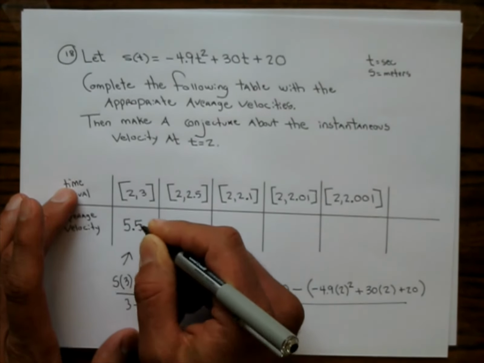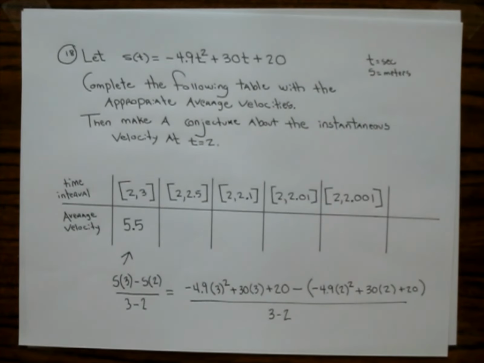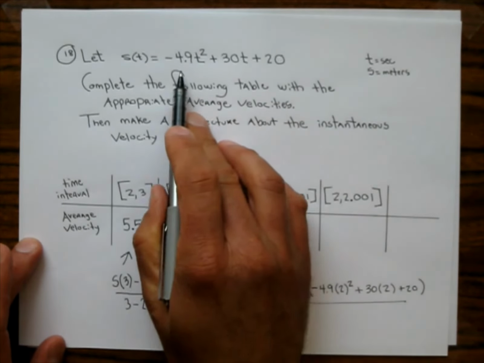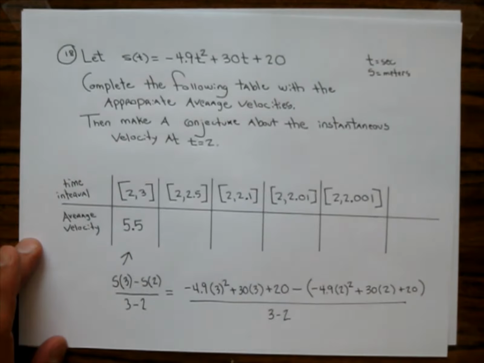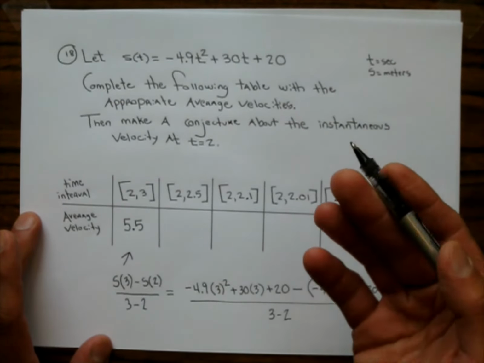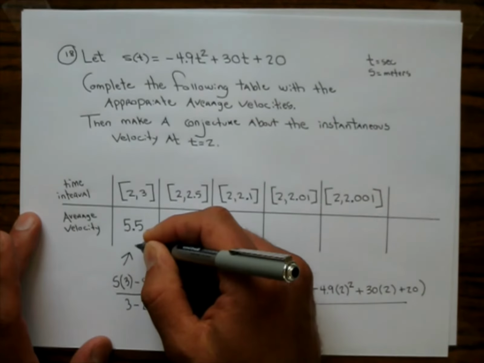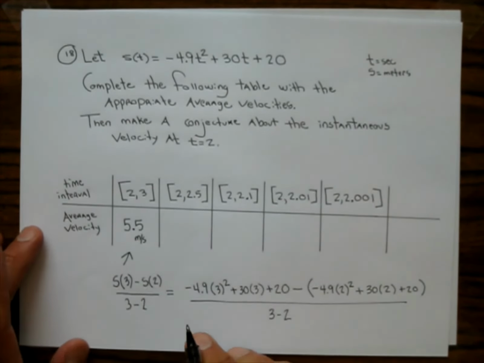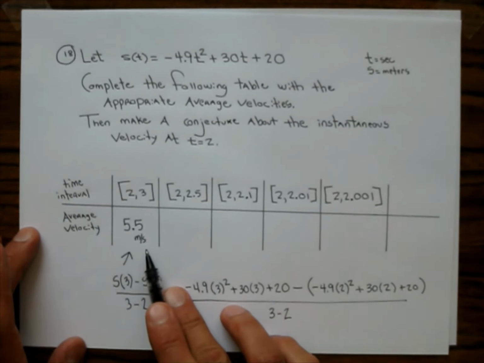So I just entered that into my calculator. 5.5 happens to be the average velocity in that time interval from 2 to 3. Now the function's a little bit more complicated than just t squared on the right hand side. And they're actually using meters and seconds. Sometimes they'll use feet. So this is meters per second. Okay, so 5.5 meters per second.